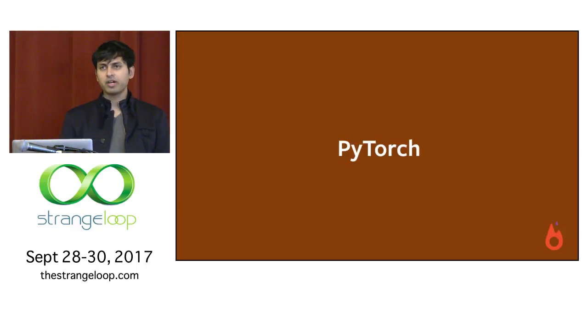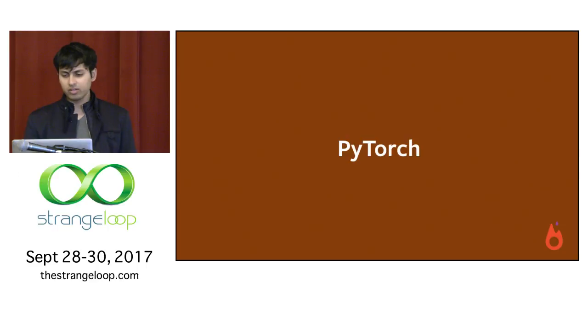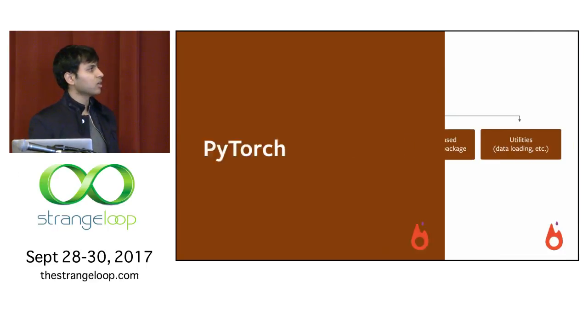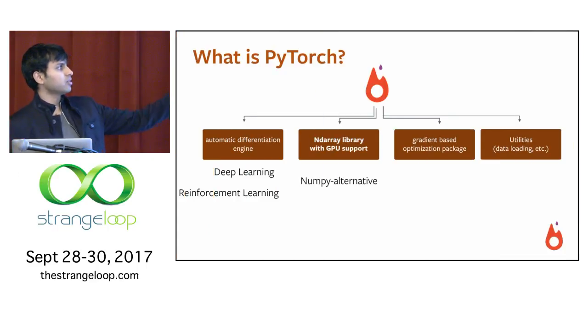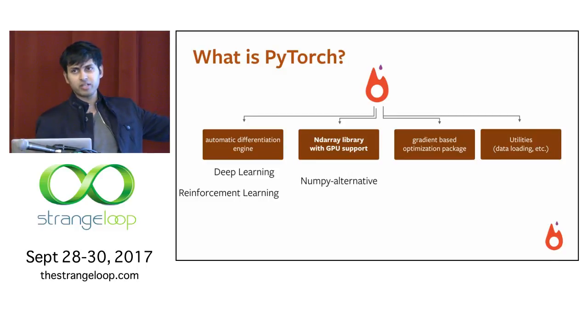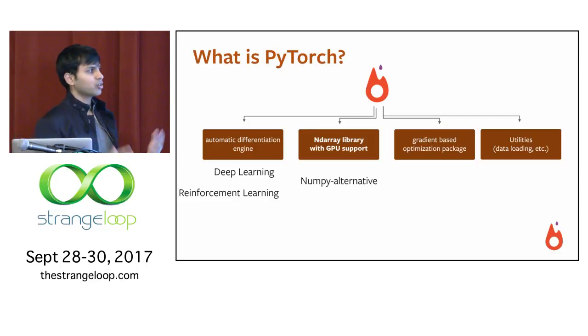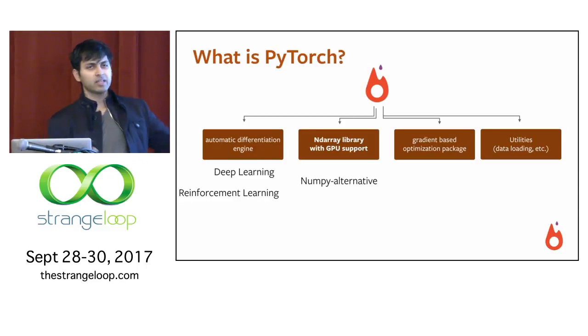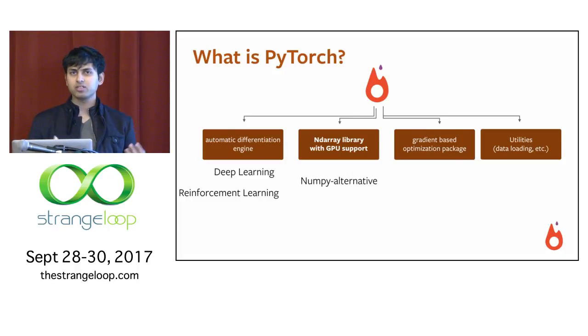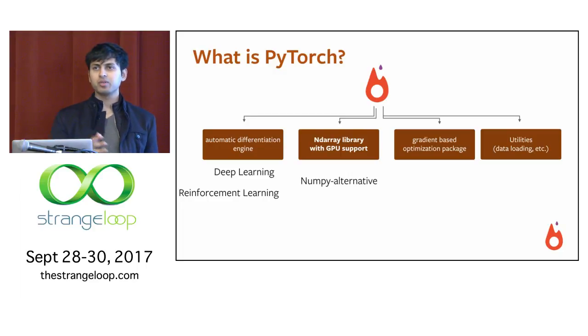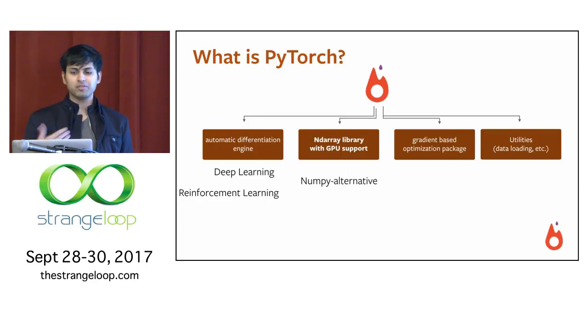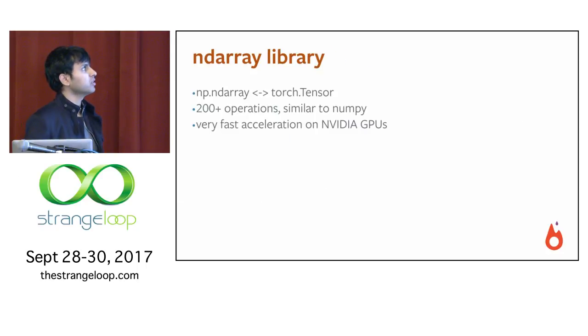So, coming to PyTorch itself. First and foremost, it has an automatic differentiation engine so that you can run neural networks and train them and so on. But at the core of PyTorch, you have an NDArray library, just like NumPy, but it has strong GPU support. You can do your computations on NVIDIA GPUs. The NDArray library is pretty feature complete. It's very similar to NumPy.